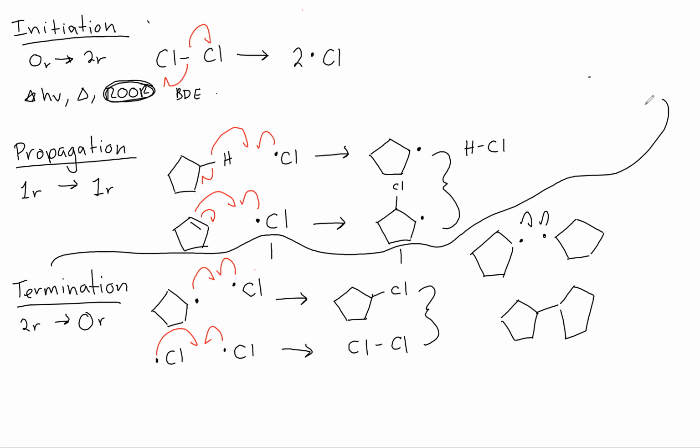And in propagation, can the arrow for the double bond go on the right side instead? Yes, I just sort of arbitrarily chose which carbon to put which on. All right.